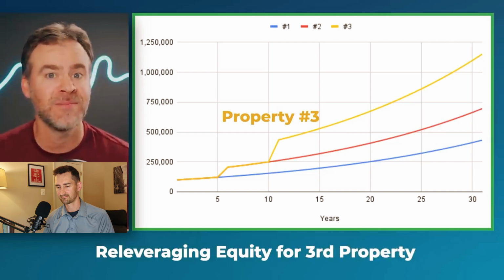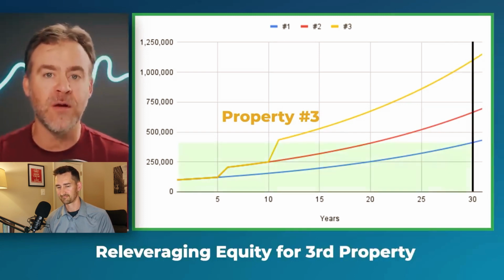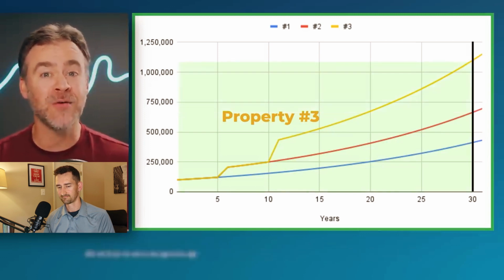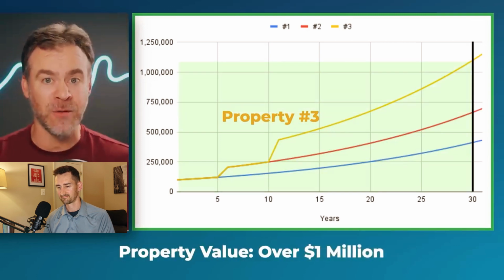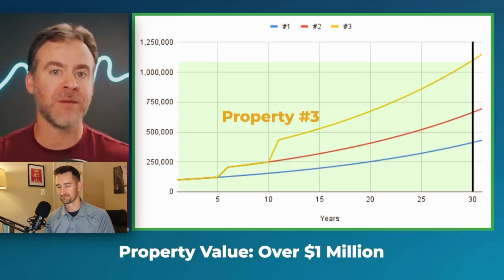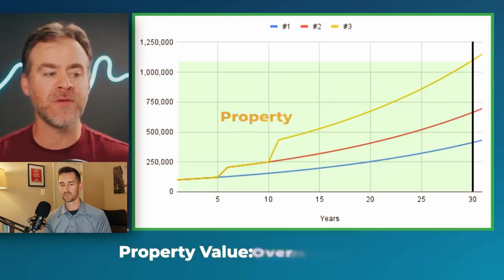Now here's where it gets really exciting. Look at that year 30 mark. We were about $400,000 for one property, about $750,000 for two properties. Now with three properties, we're at over $1 million in property value. So hopefully you're starting to see the exponential growth of maximizing your return on equity. Now let's go through one more example.